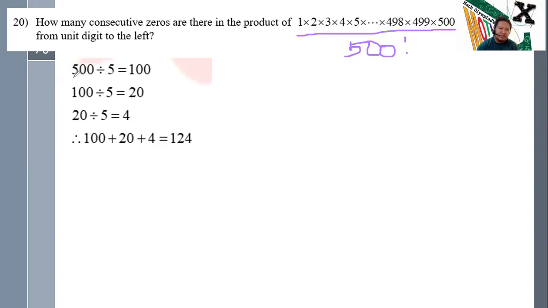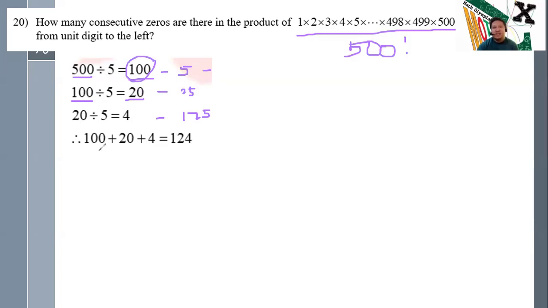So we start with 500 divided by 5, that's 100. So that's 100 numbers divisible by 5. Then 100 divided by 5, that's 20. 20 numbers divisible by 25. And then 20 divided by 5 is 4, so 4 numbers divisible by 125. So each of these contributes factors of 5. We stop there because we cannot divide it anymore by 5.